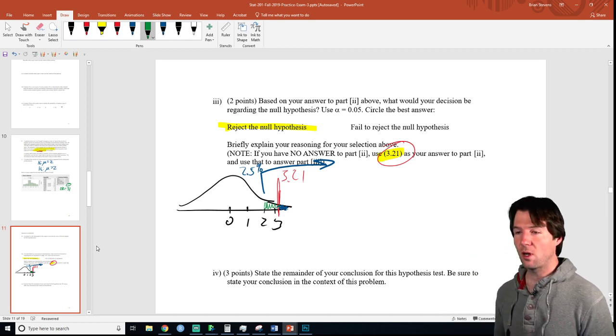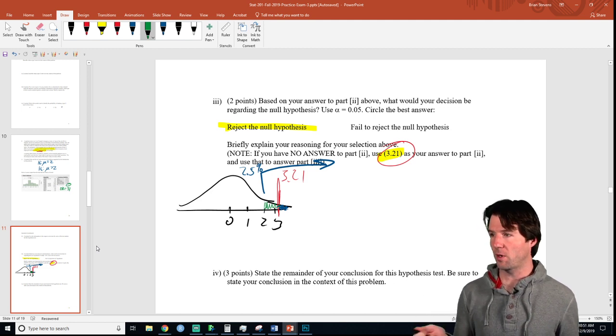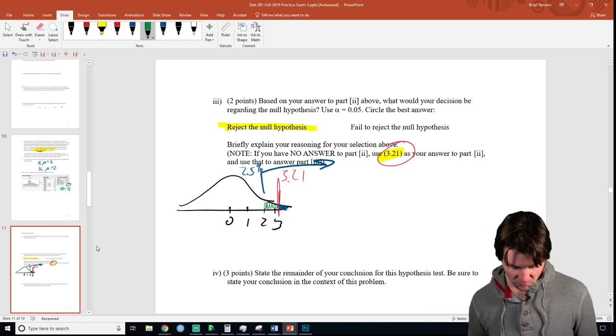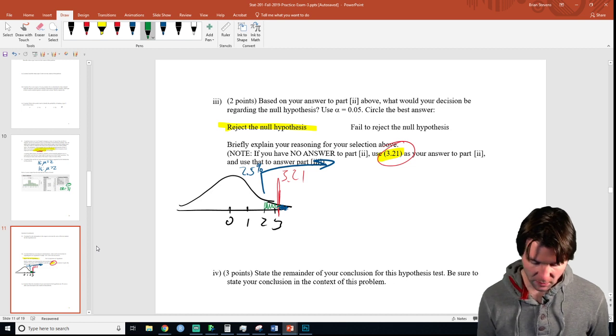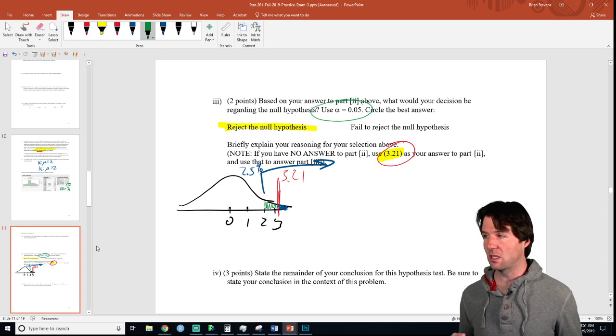You don't have to draw. Which part of it do you want me to go over more? Part 3 or part 4? So this question says, briefly explain your reasoning. The p-value has to be below 0.05 in this one, because the z statistic is very large.